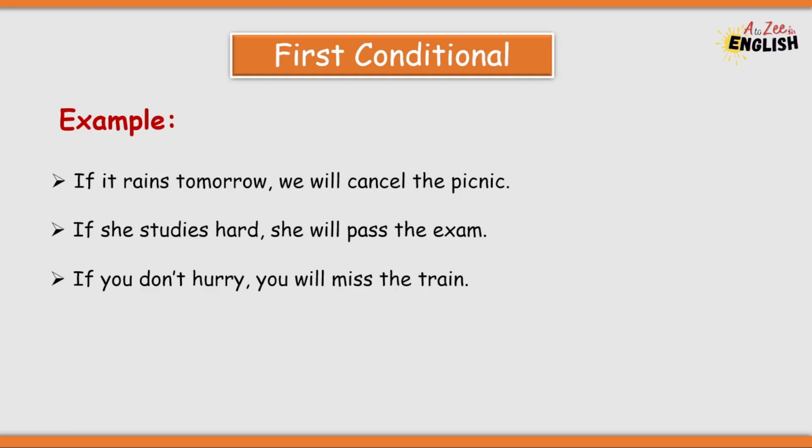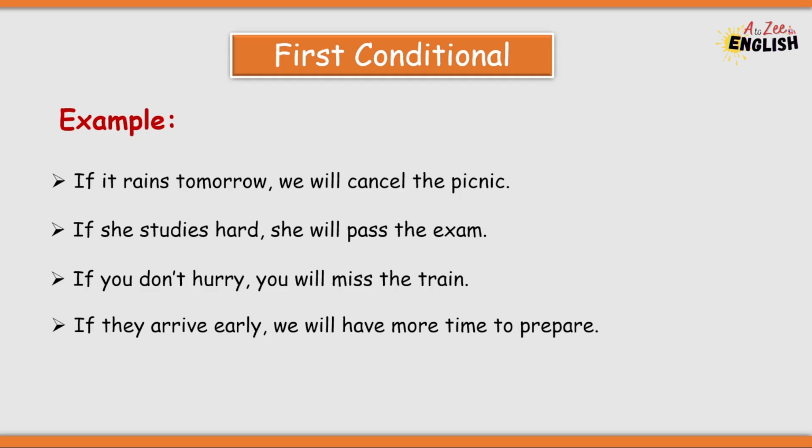If you don't hurry, you will miss the train. Here this sentence predicts a possible future scenario, missing the train, based on the condition, not leaving now. If they arrive early, we will have more time to prepare. Here, we will have more time to prepare is the result, the main clause using the simple future tense, and it depends upon the condition, that is, if they arrive early. So this sentence means that having more time to prepare is dependent on them arriving early.